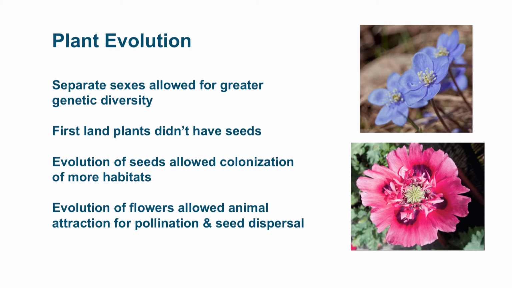Also during plant evolution, separate sexes allowed for greater genetic diversity, and so you'll see some of the more advanced or more recently evolved plants, such as these, often have flowers that are one sex or the other. First land plants did not have seeds. Evolution of seeds allowed colonization of more and different habitats because the seed protected the embryo from drying conditions in the air. Then the evolution of flowers allowed animals to be attracted for pollination and seed dispersal.